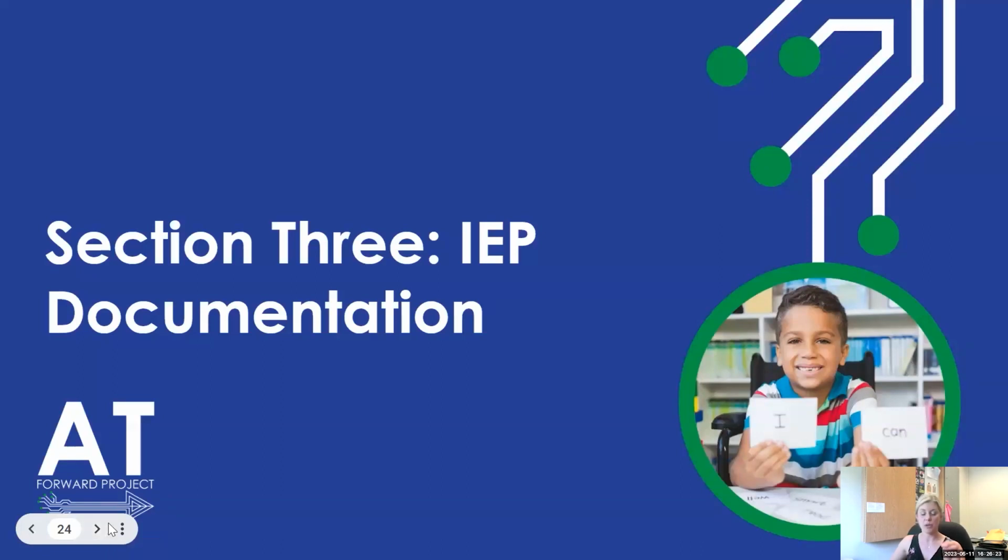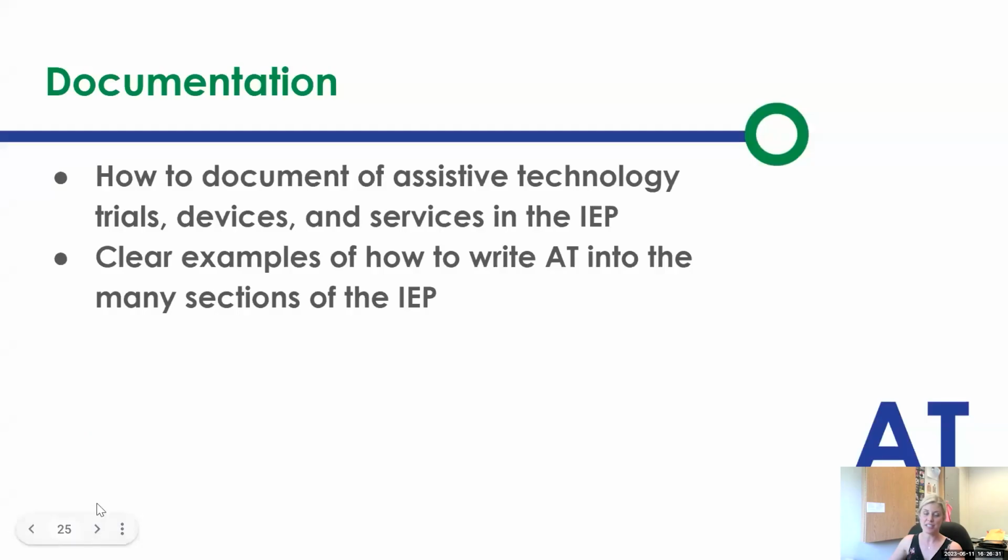But as far as that intro section, that section is really looking at the assessment process, and then going into the IEP documentation. So here we're going to talk about how to document assistive technology trials, devices, and services in the IEP. In this part of the documentation, we give specific examples. Quiet has developed a lot of resources already that have specific examples of how to document in the IEP. So we try not to reinvent the wheel, and we share things that are already out there and give clear examples of them.